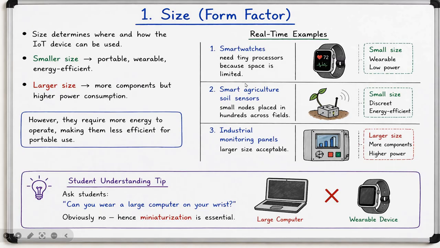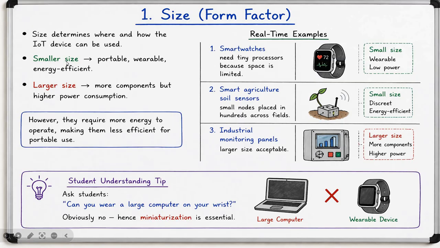Now the first consideration is the size, that is nothing but the form factor. So here the size determines where and how the IoT device can be used. That is, the physical size of an IoT device affects its placement and application. Small devices can be used in wearables or tight spaces, while larger devices are suitable for industrial or outdoor environments.